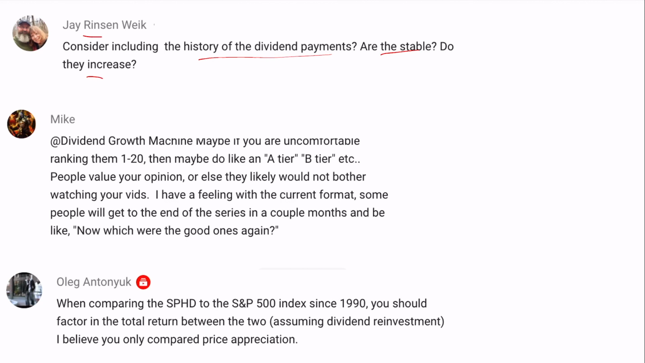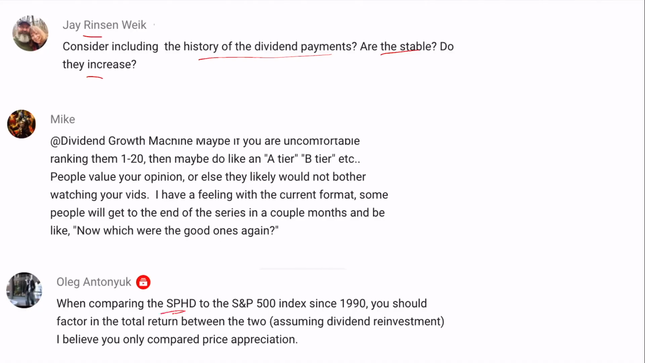And then Oleg mentioned that I should have factored in total return into last week's video, and I actually did. I did include dividend reinvestment, and all the data that I show in all of the videos always assumes total return, including dividends reinvested. I typically fail to mention that in every video, so just be aware that that's the case. I'll try to remember to say that in future videos.